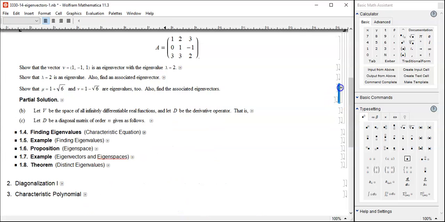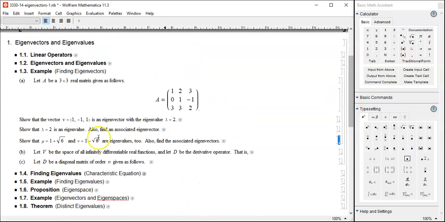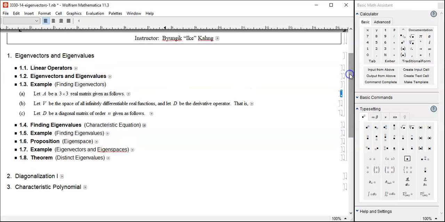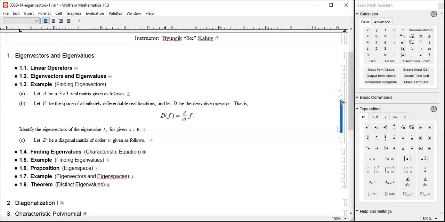As for the other eigenvalue, nu equals 1 minus square root of 6, I didn't do it. I'm going to leave that to the students. Now, do we have enough time for some abstract problems?